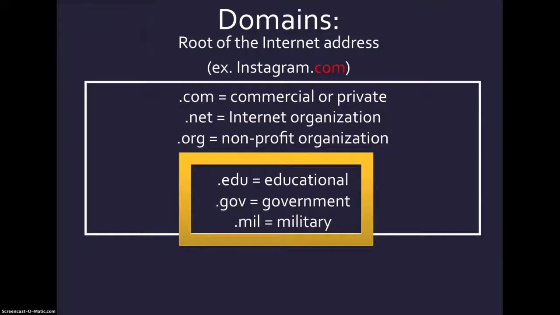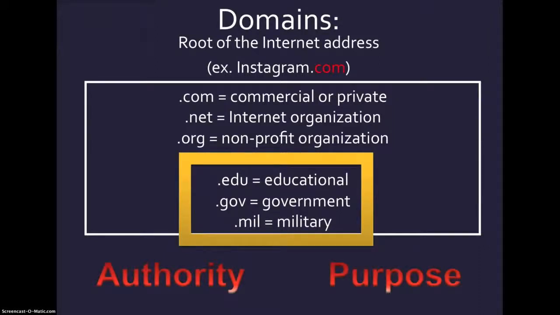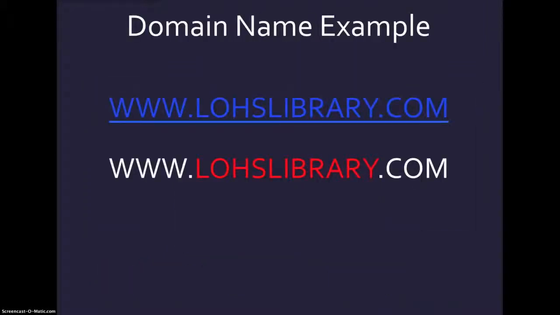So you can use .edu, .gov, and .mil to establish authority and purpose. With .com and .net and .org, you have to be much more careful. Let's look at an example of a domain name from my own website. www.lohslibrary.com. The domain name is in between the www and the .com. It's LOHS Library. That's my domain name. And that is a unique identifier. I'm the only one on the internet who can have that identifier tag.